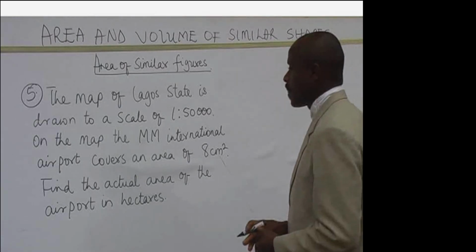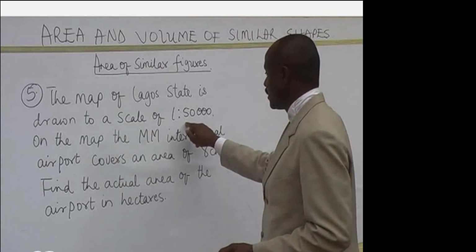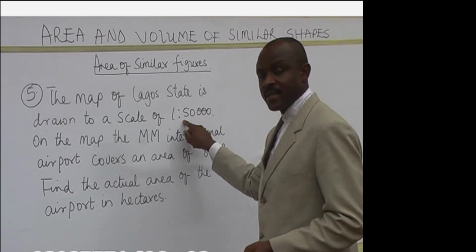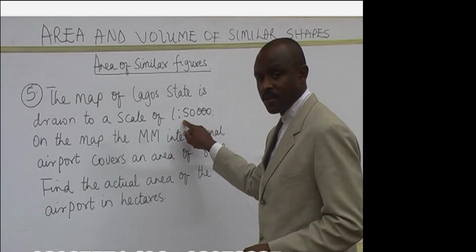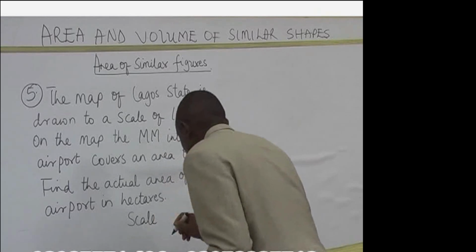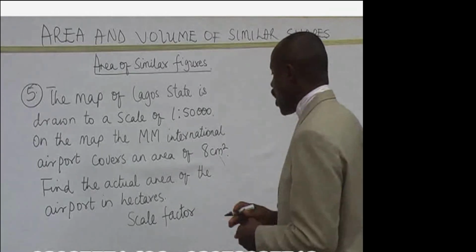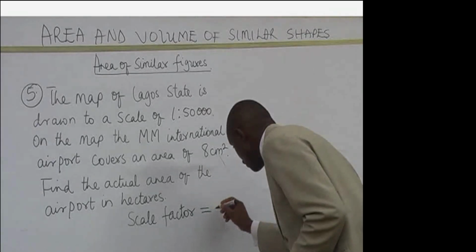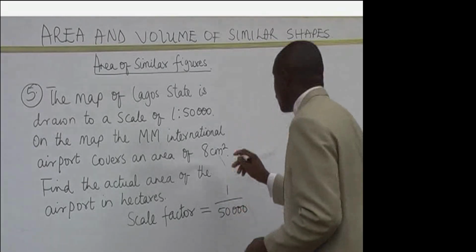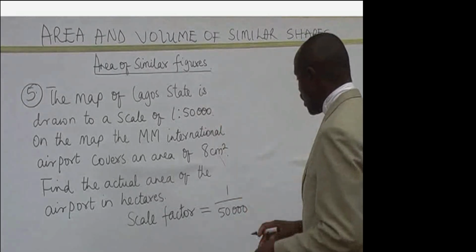Okay? Let's start with the scale. This scale is a representative of the scale ratio, or scale factor. Let me use the one you are conversant with. Scale factor is equal to 1 all over 50,000. The ratio on which the map was drawn is 1 over 50,000.